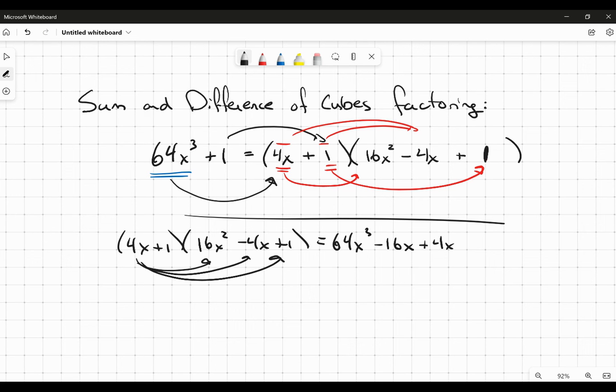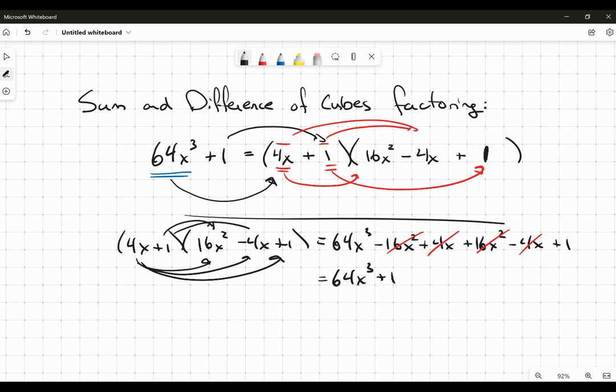And then 1 times 16x squared is going to be, oh, on that second term there, I forgot to put the square, sorry. Because these two terms are going to cancel. This is going to become 16x squared. Then it's going to be negative 4x. And then it's going to be positive 1. And what you should be seeing here is this 16x squared cancels and the 4x cancels. And you are, in fact, left with 64x cubed plus 1.